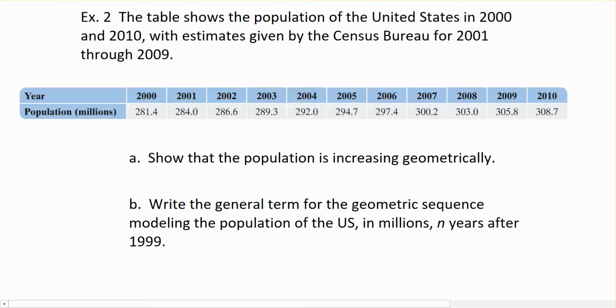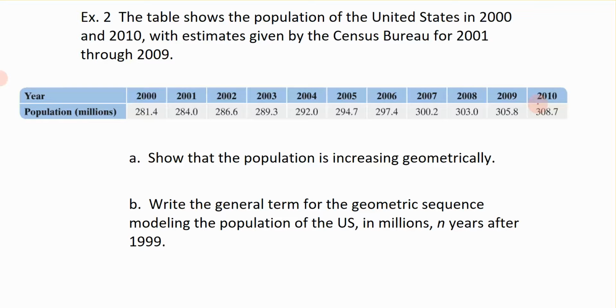All right, now let's look at an example where we're going to apply and look at a geometric sequence. Here we see a table that shows the population of the United States in 2000 and 2010, with estimates given by the Census Bureau between 2001 and 2009. I want to look at the table and show whether or not the population is increasing geometrically.